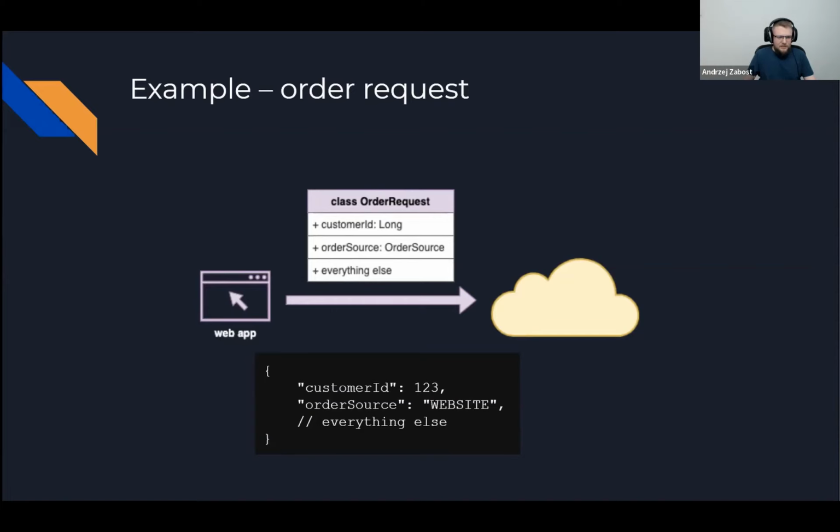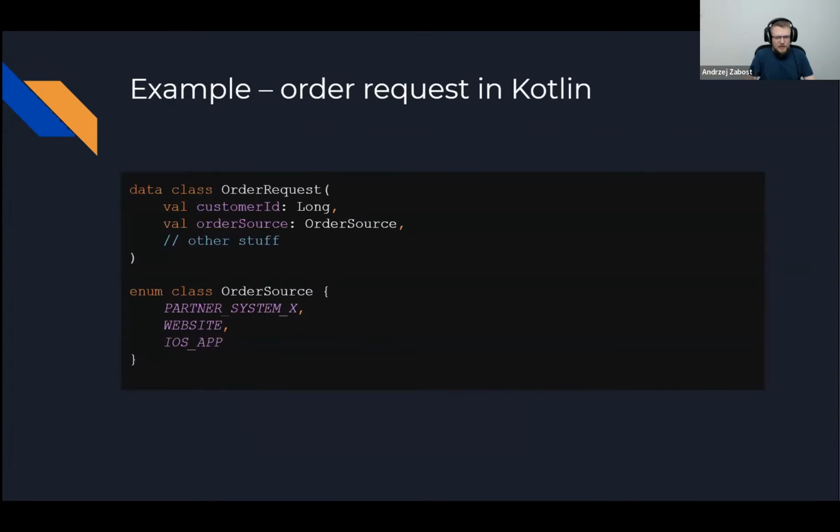And of course, in Kotlin code, it can look something like this, where we have the data class with the order request, and we have an enum class for the order source. This makes sense. Of course, you can say that you would do it a bit differently. I understand, okay, but let's assume this is the way, just for this example.